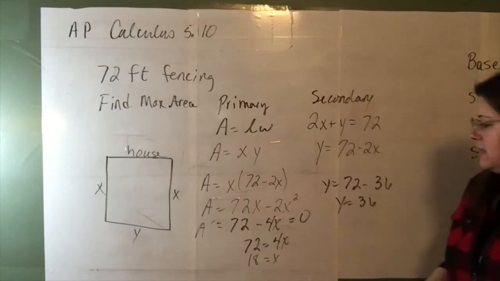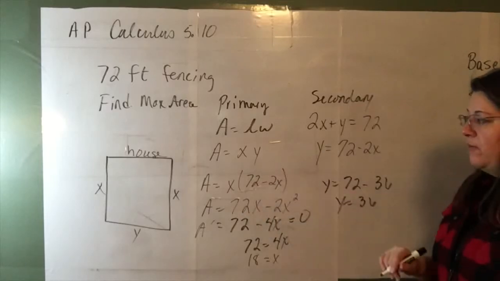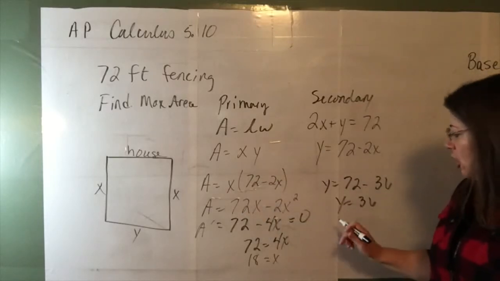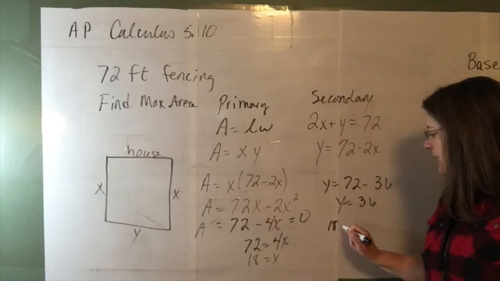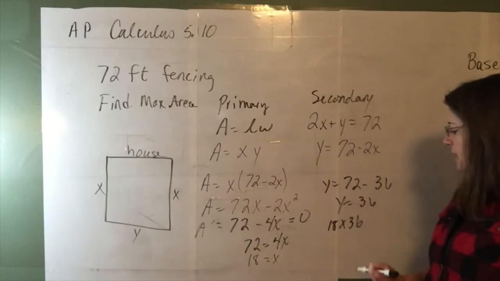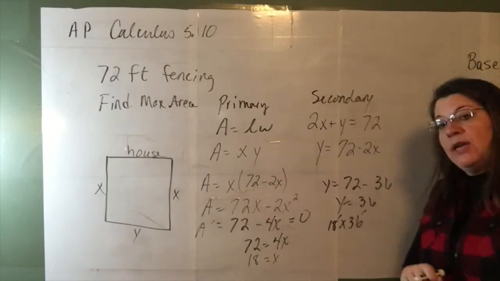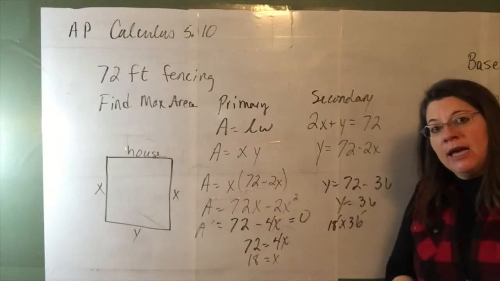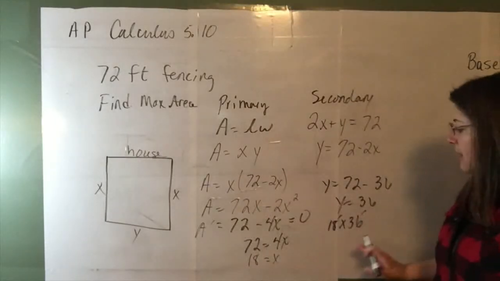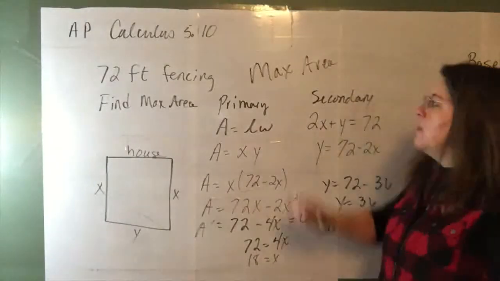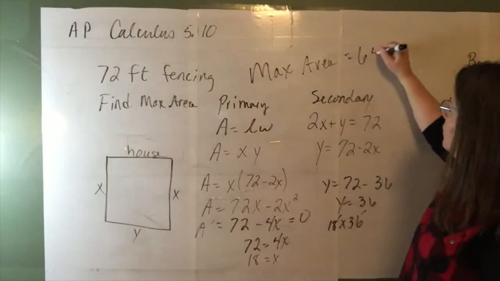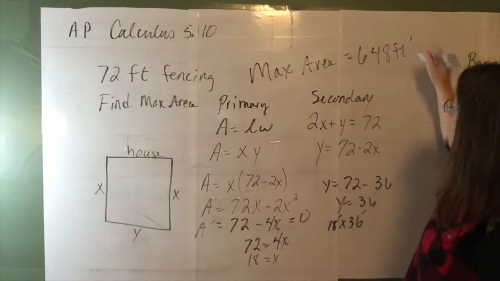So what this means is the dimensions of the fenced-in area, or the garden, are going to be 18 by 36. So it's 18 feet by 36 feet. And so the max area is what we get when we multiply those 2 things together. So my max area is going to be 648 feet squared.